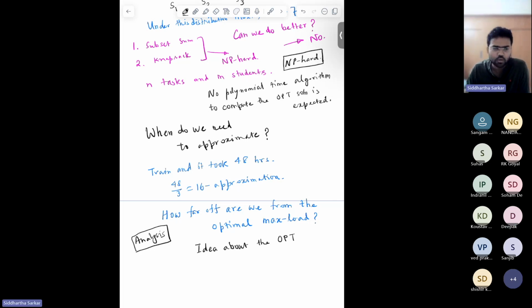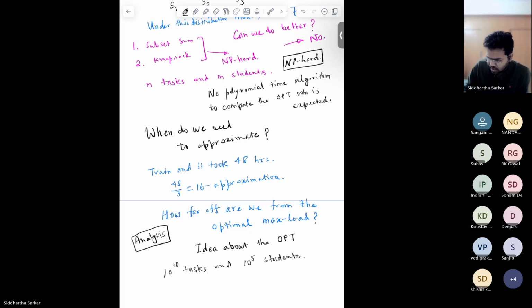As he said, I will use that word, the idea about the optimal is necessary. So when I write capital OPT, it means the value of the optimal max load. Let us say you have been given an input, 100 students, 1000 tasks. Suppose your computer will be able to do it, but let us say the number is very high, 1 million tasks. Let us say 10 to the power 10 tasks, and 10 to the power 5 students.